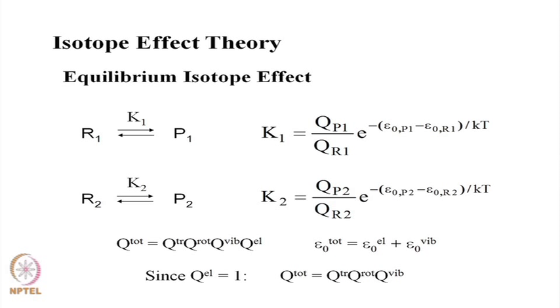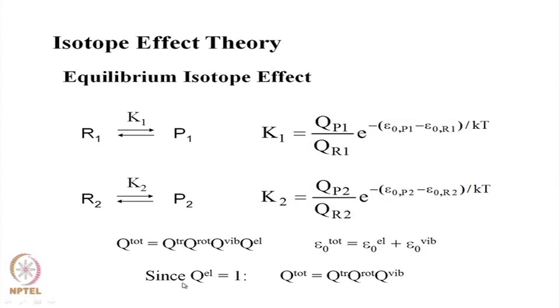So, isotope effect theory, now equilibrium isotope effect. Although we are talking about kinetics, let us look into the equilibrium isotope effect quickly. So, this is reaction 1, product 1. Using statistical mechanical concepts, the equilibrium constant can be written in terms of the partition functions, for E0 product and E0 reactant, in the same way for P2 and R2, where Q total is a combination of translation, rotation, vibrational and electronic, and total energy is electronic plus vibrational.